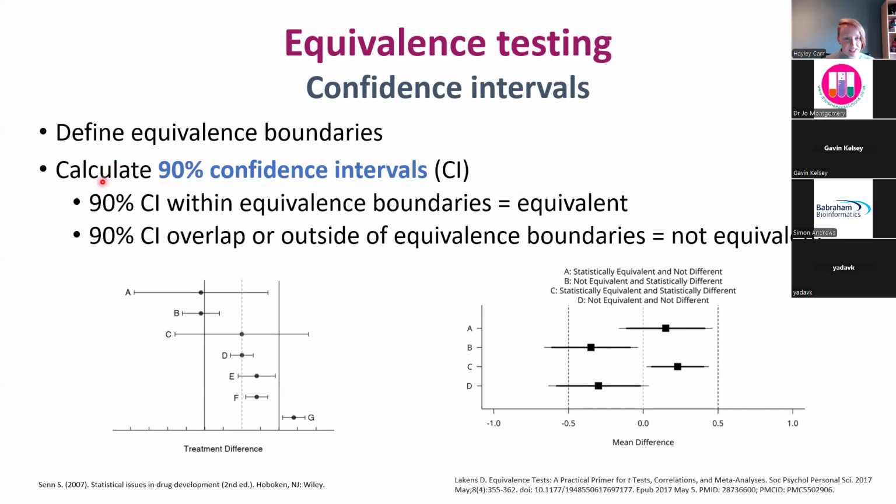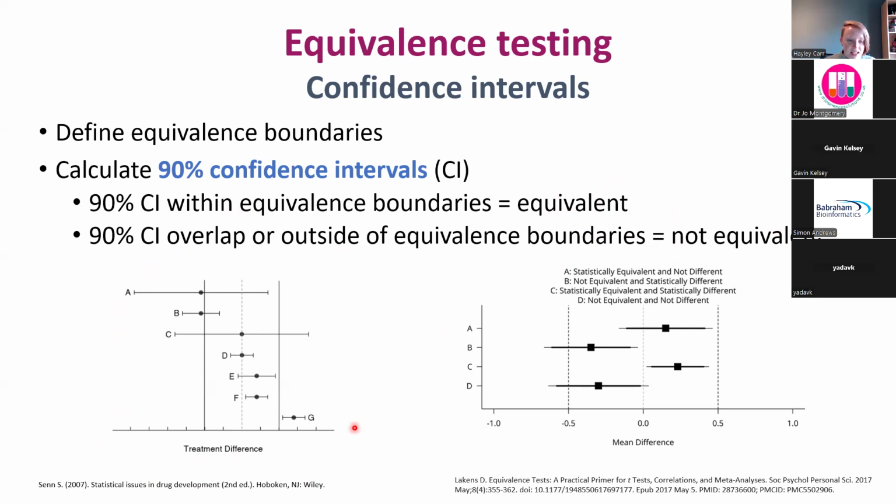So for equivalence testing, we instead calculate 90% confidence intervals. And I'll come back to that in a second. But if our 90% confidence intervals fall within our equivalence boundaries, then we say that they're statistically equivalent. If they overlap or are outside of our equivalence boundaries, then statistically they're not equivalent, and we can't reject our null hypothesis that there is a difference.